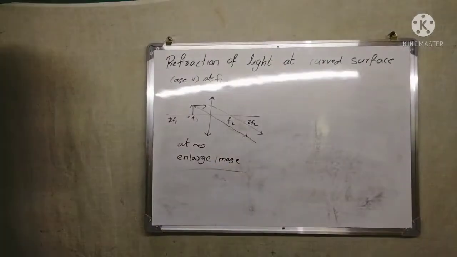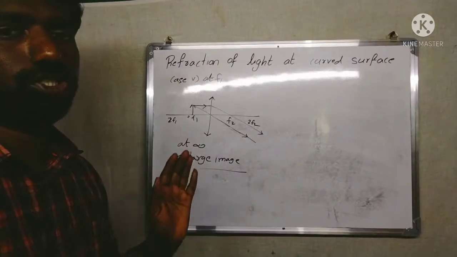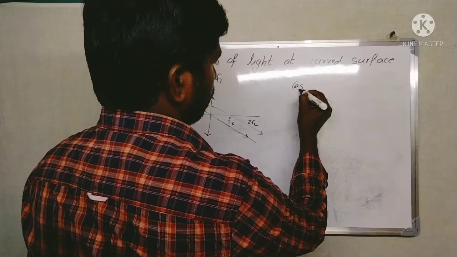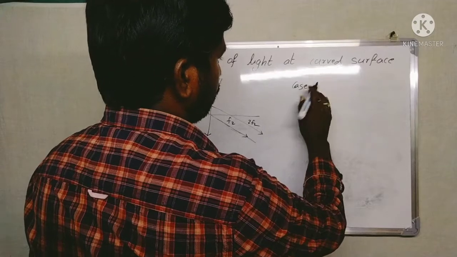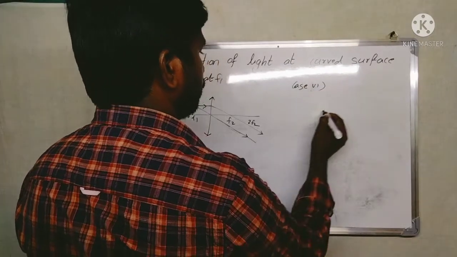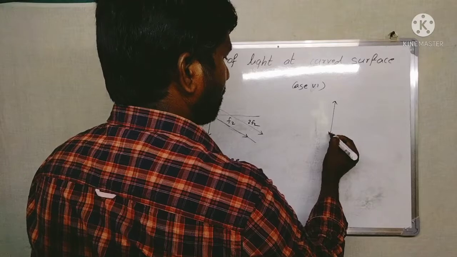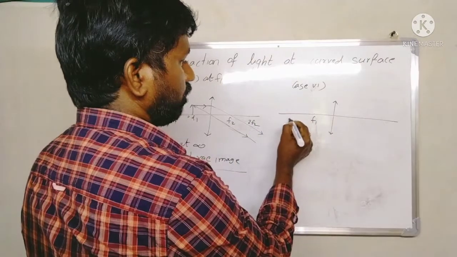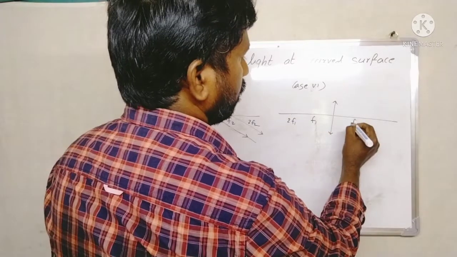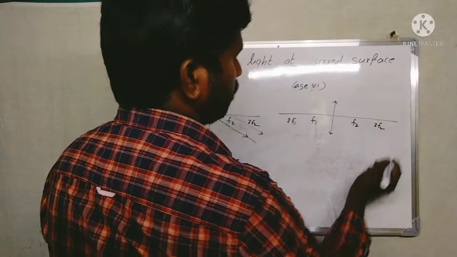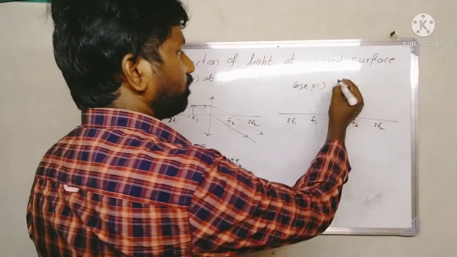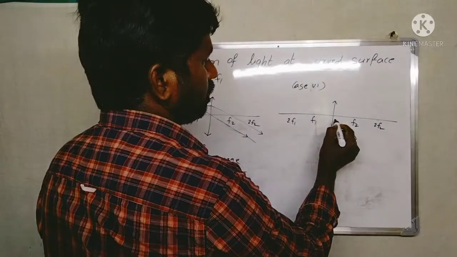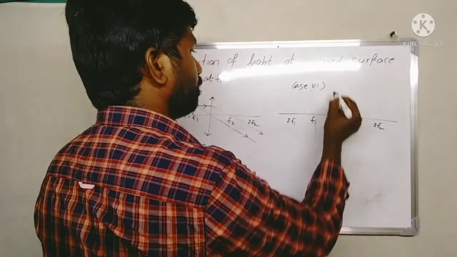So we will get an enlarged image. Now the object position is moving toward the lens. Okay, case 6. F1 to F1, F2 to F2. So now the position of the object is between optic center and F1. Optic center is nothing but P, you can consider it, no problem.